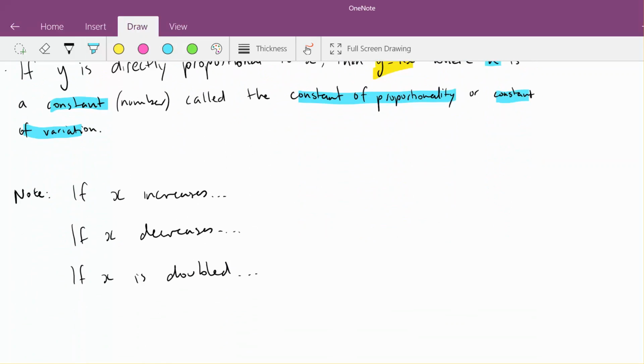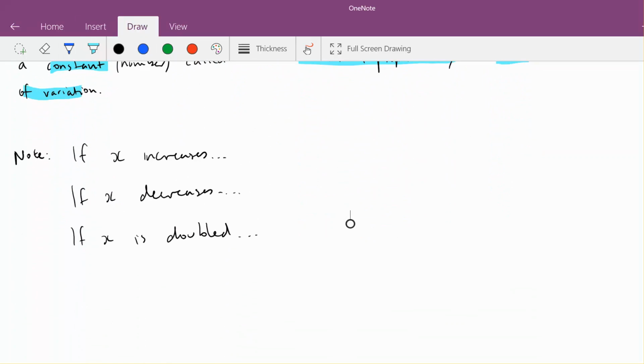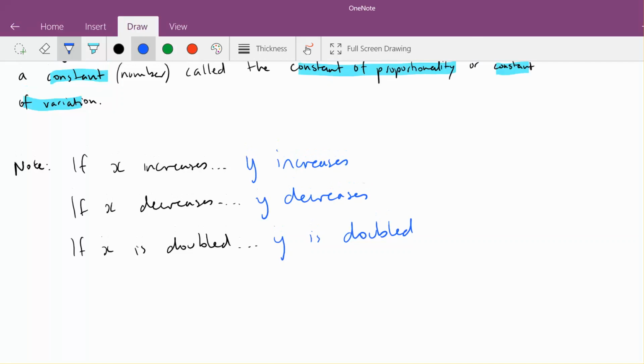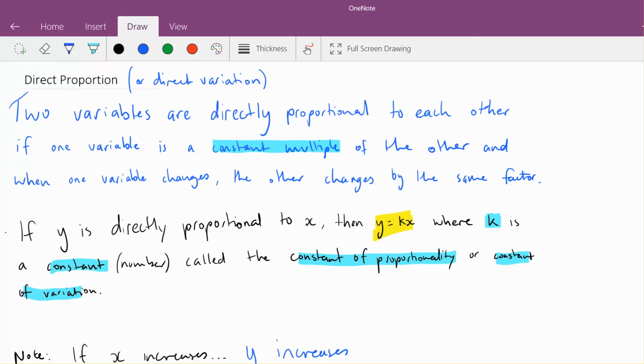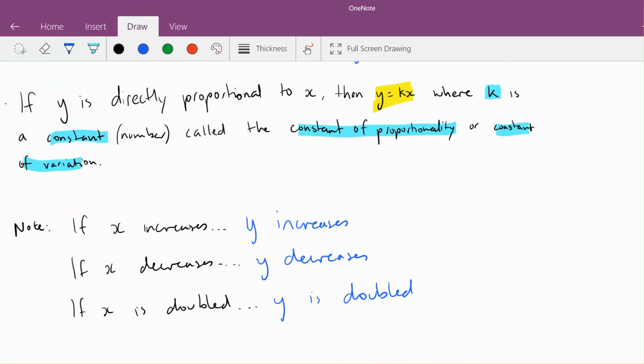So when I talk about direct proportion, this just means if x increases, then y increases. If x decreases, y decreases. If x is doubled, y is doubled. So direct variation or direct proportionality is where if one thing changes, the other one changes by the constant multiple in the same way. If one goes up, the other one goes up. If it goes down, the other one goes down. If one is doubled, the other one is also doubled. Another one might be if one is halved, the other one is halved.